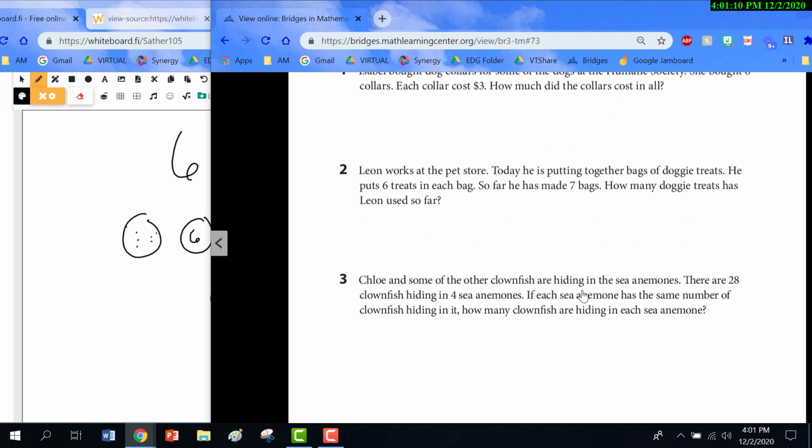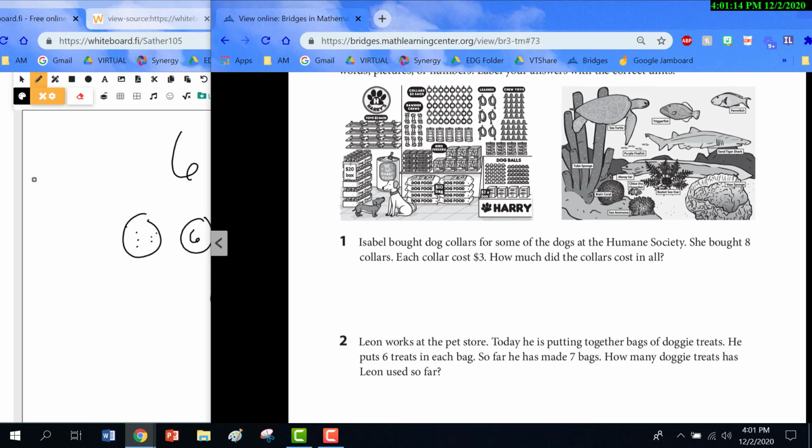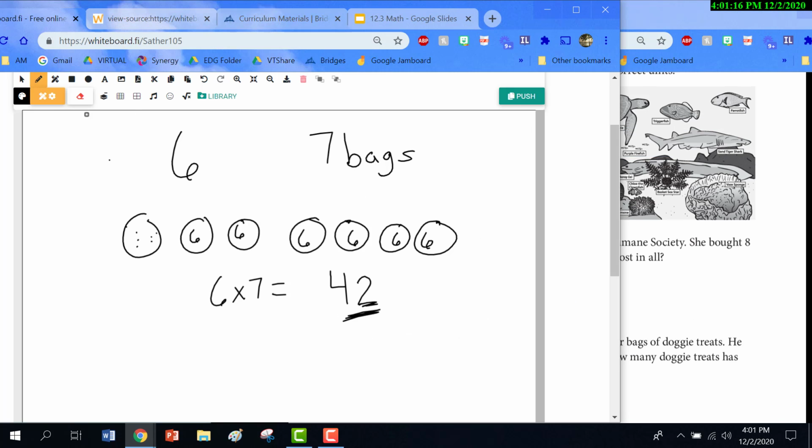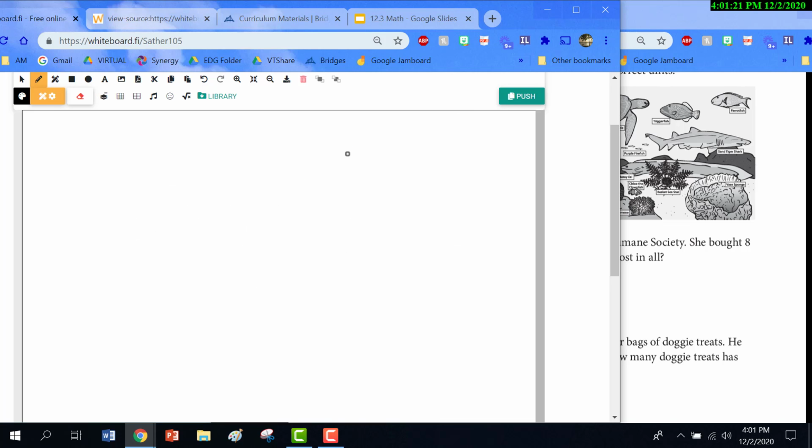Kind of making sense? This last question is going to be on your exit ticket today, so I'm not going to go over it right now. Now what we're going to do is we're going to erase what we have, and we're going to start going over multiplying by 3's. So as we go through our 3's facts, we know that 3 times 0 is what?